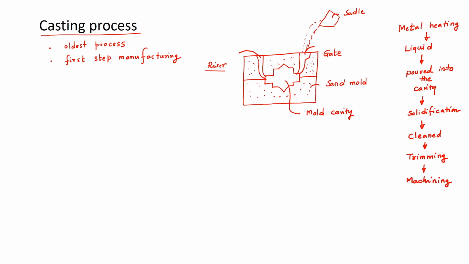So, ultimately after removing the product from the mold cavity, either the mold can be reused if it is possible, or in case of the green sand mold, the mold is expendable. So, it is of only one time use. We have to discard it, and we have to recreate another mold for the second attempt.